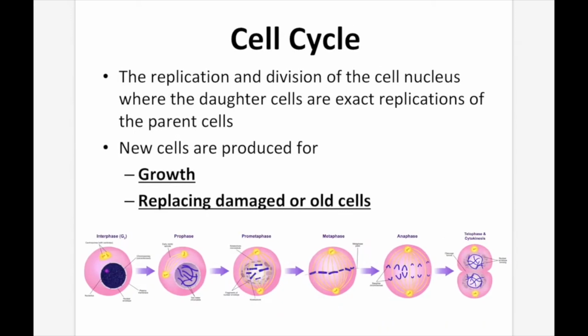Cell cycle. The replication and division of the cell nucleus, where the daughter cells are exact replications of the parent cell. New cells are produced for growth and replacing damaged or old cells. Like we're talking about the skin cells. Skin cells get old, they need to be replaced. That's where the cell cycle comes in.